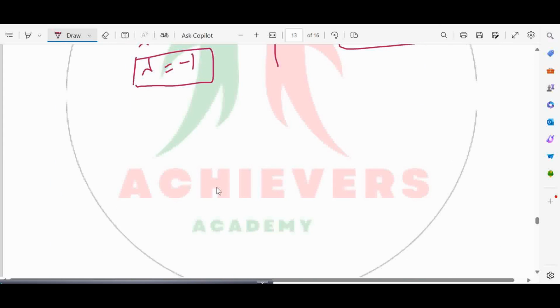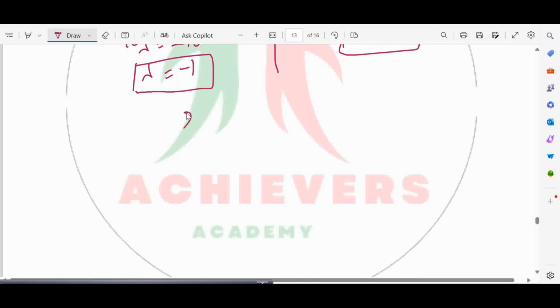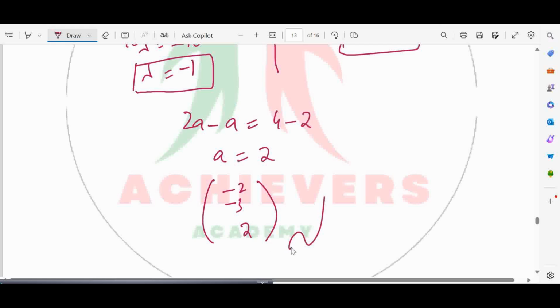We will get 2a minus a is equals to 4 minus 2. Now from here we will have A will be equals to 2. So finally we can write the position vector OP. OP will be equals to minus 2, minus 3 and 2. Just put it in the first one and we will get the final answer.